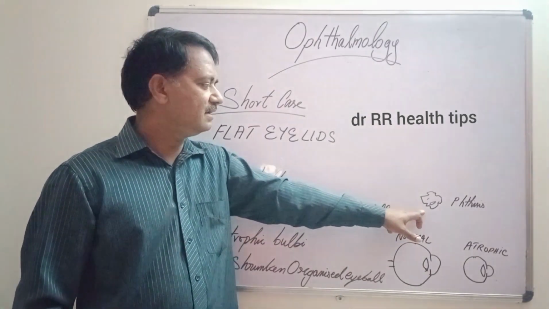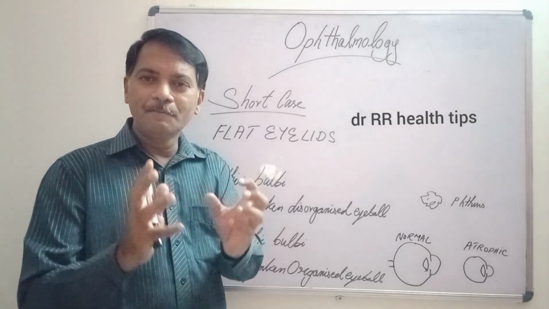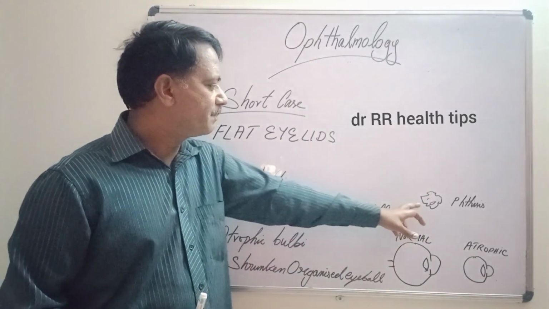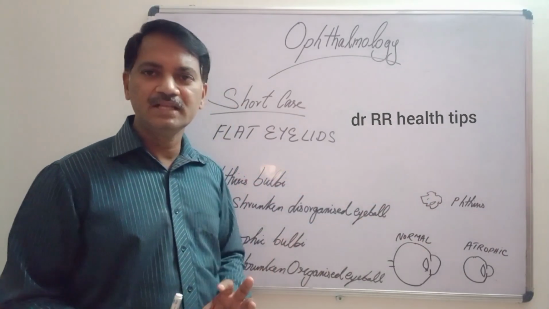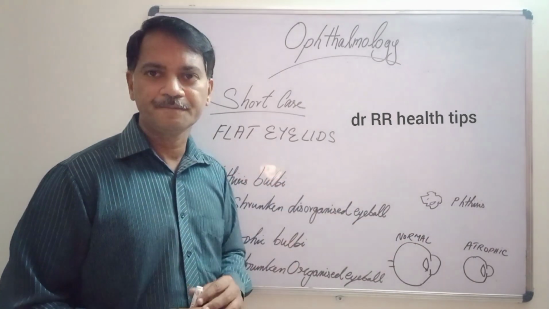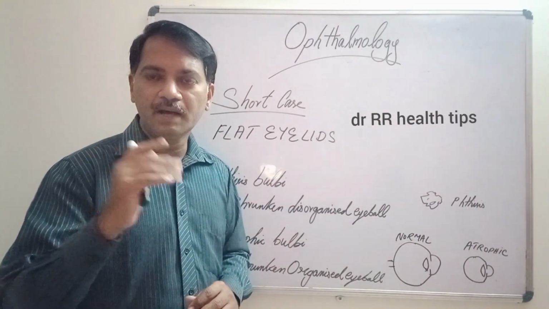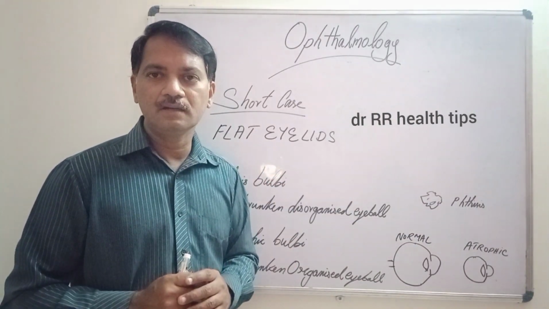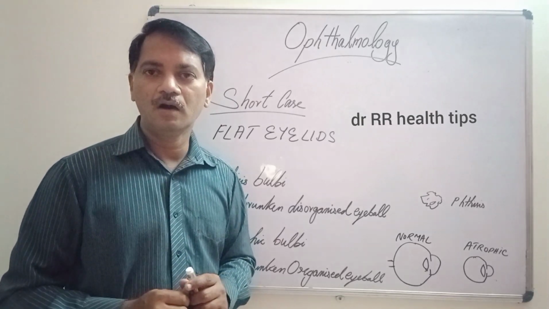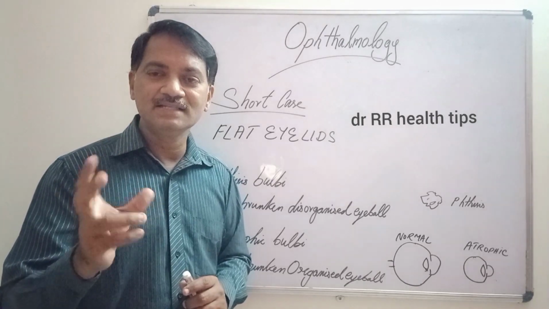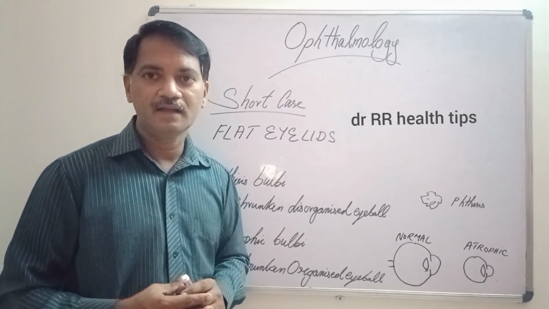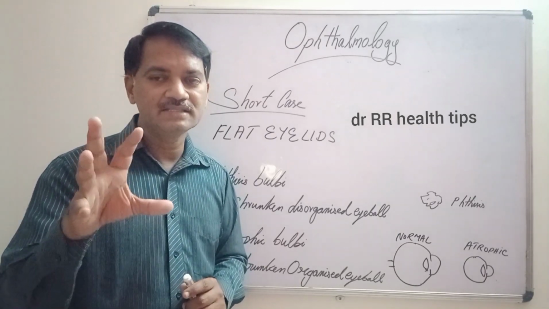So I have drawn this picture here. You can see it is a crumpled ball, a crumpled ball with the displacement of structures within it. So that is called as phthisis bulbi. Phthisis bulbi is very, very common after a trauma to the eyeball or following a surgery in the eyeball which has got infected, leading to this phthisis bulbi.